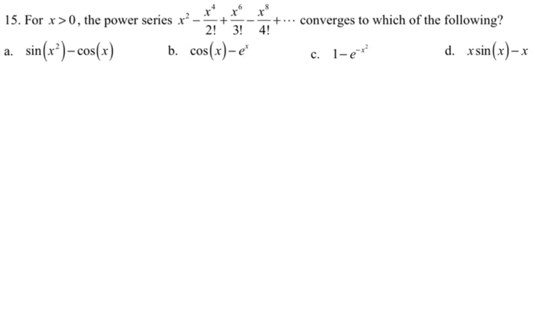For x greater than 0, the power series, I'm not really sure why x has to be greater than 0. For x greater than 0, the power series x squared minus x to the 4th over 2 factorial plus x to the 6th over 3 factorial minus x to the 8th over 4 factorial plus dot dot dot converges to which of the following?